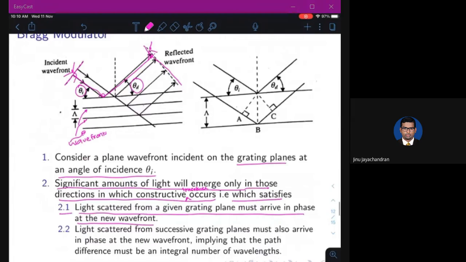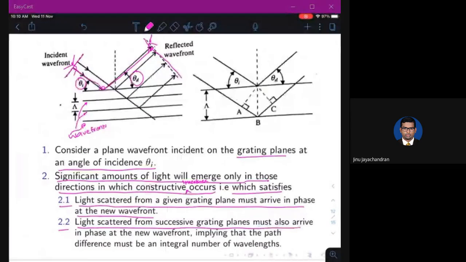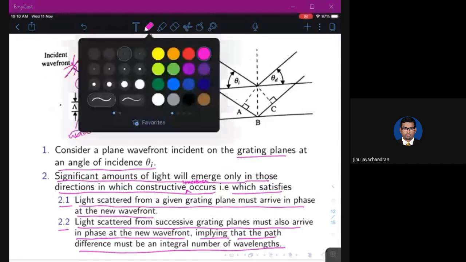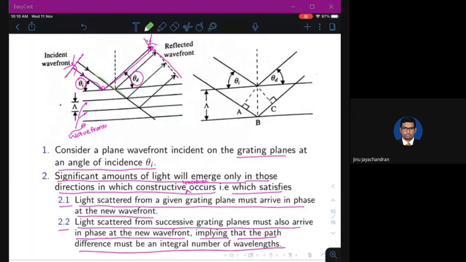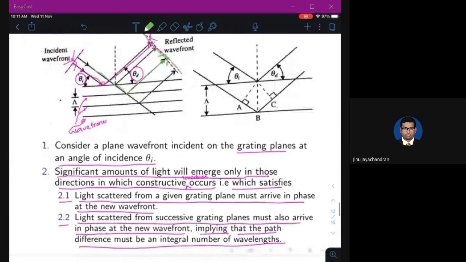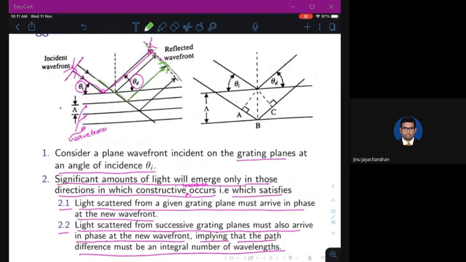The second condition is that light scattered from successive grating planes must also arrive in phase at the new wavefront, implying that the path difference must be an integral number of wavelengths. You see there is another wave which is incident here and coming to the same wavefront. If the phase difference between this wave and this wave is the same, there is constructive interference. Otherwise, there is destructive interference, and these waves will cancel out. The energy will be lost. If there is constructive interference, it will get added up and finally emerge out of the material.